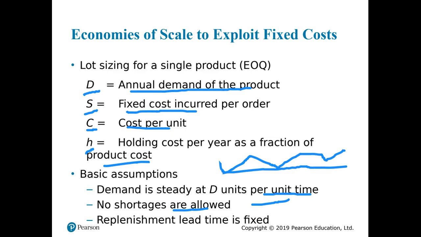Replenishment lead time is also fixed. In the real world these things might change, but here we are just going with the basic assumptions, and they will stay stable. So D is the annual demand, S is fixed cost, C is cost per unit, and H is holding cost.